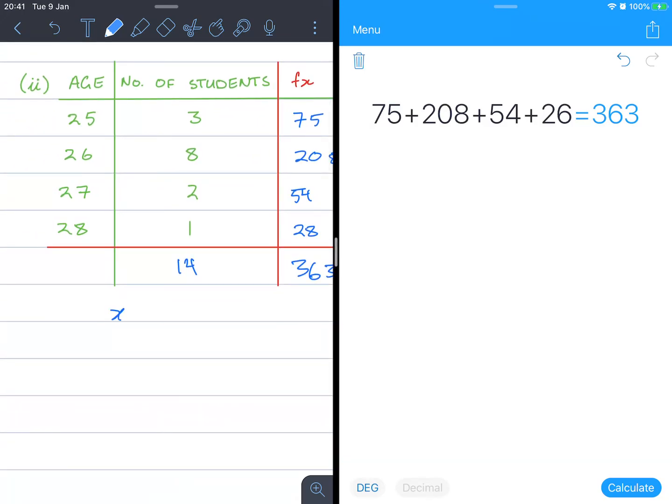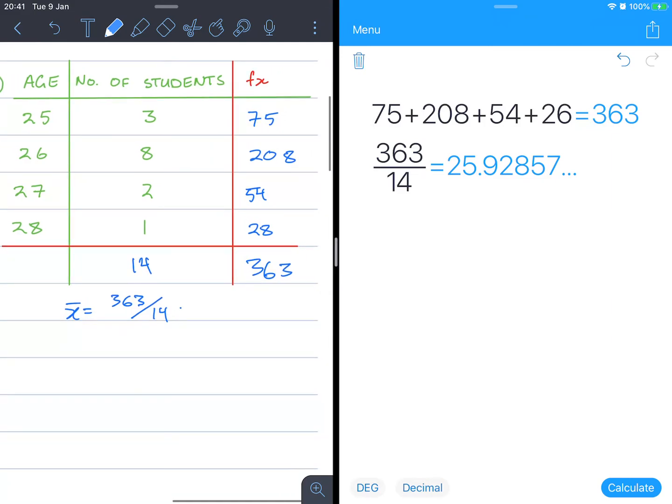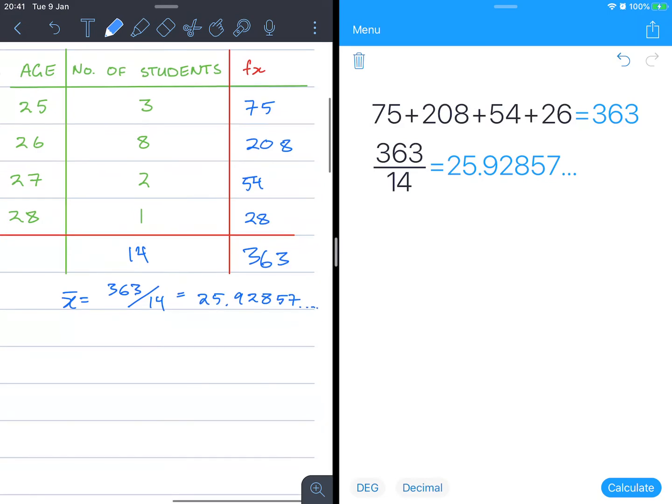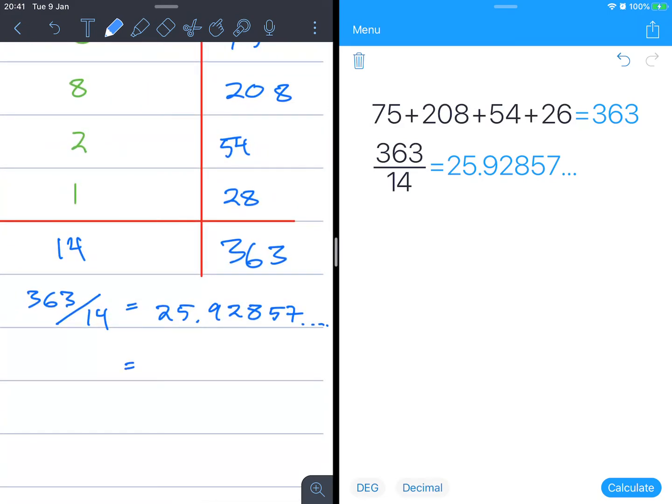So the mean is we take the total, 363 divided by 14. That gives us a mean of 25.92857. And when we round this off to 2 decimal places, we get 25.93.